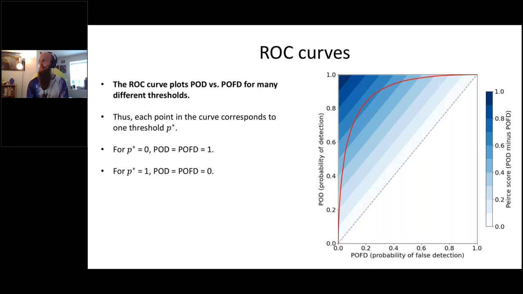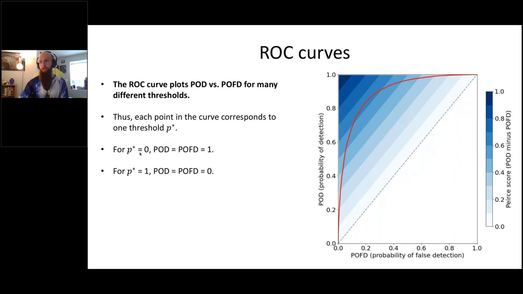So the ROC curve plots POD, probability of detection, versus POFD, probability of false detection, over many different thresholds. And if you use enough probability thresholds to create your curve, in this case I used 1001, because I used thresholds of 0 and then 0.1% and 0.2%, et cetera, going up to 100.0%, you end up with 1001 points in this ROC curve. It looks like a continuous curve, but often people only use 10 or 20 different probability thresholds, so it looks a little bit more jaggy. But either way, the same thing is being plotted. So each point in this curve corresponds to one probability threshold.